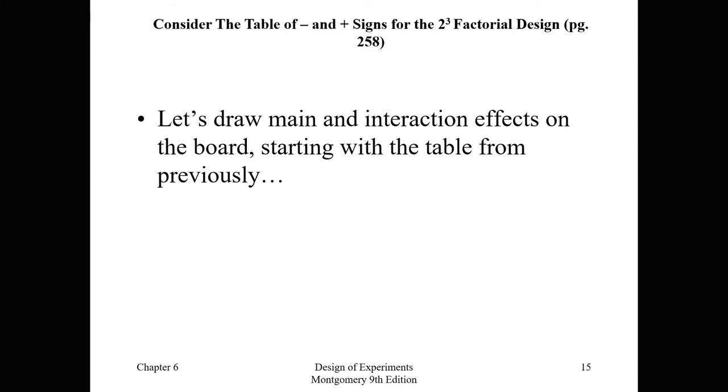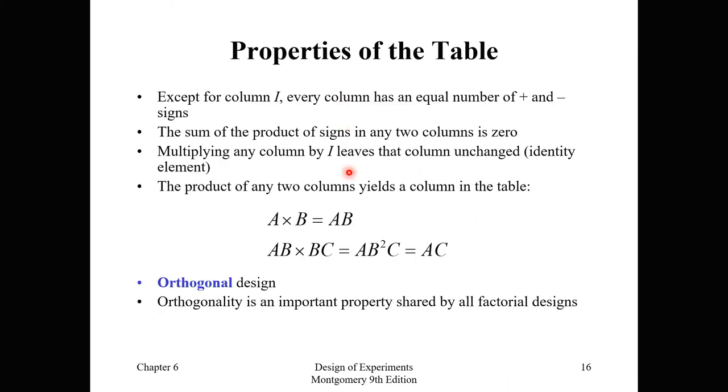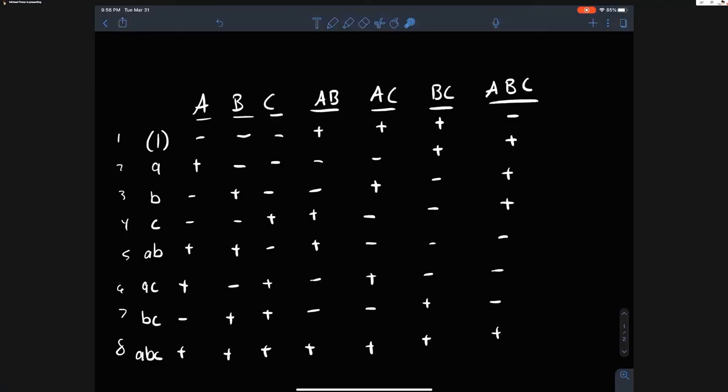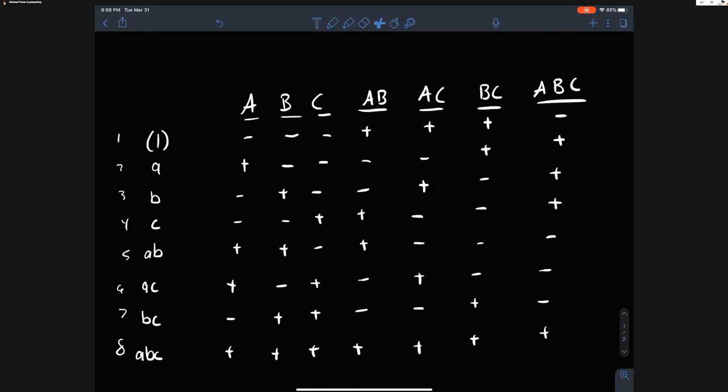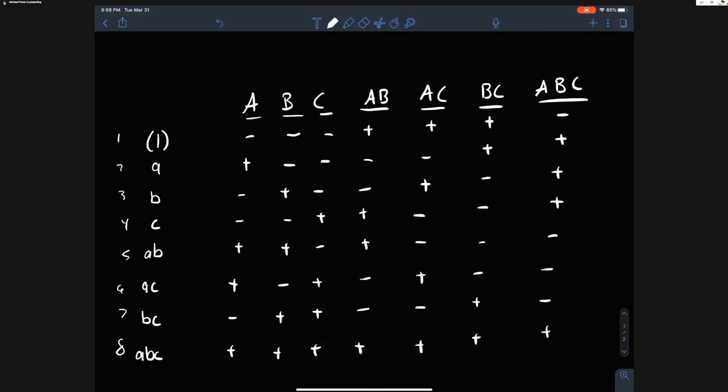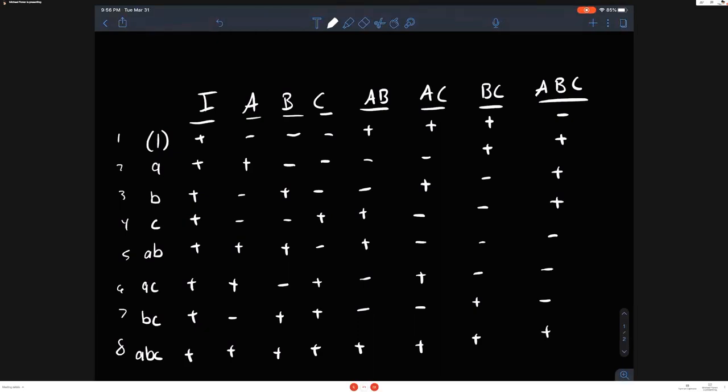and these will be very important once we get to the next chapter. So the properties of this table. So we've got the column, and I guess I didn't mention I should write this on here. That's a big oversight, so let me move everything over. I apologize. One other column that we need to write on here that wasn't in the book's table is the identity column, plus, plus, plus, plus. So I is just all pluses. So that's an important column. I apologize for forgetting that.